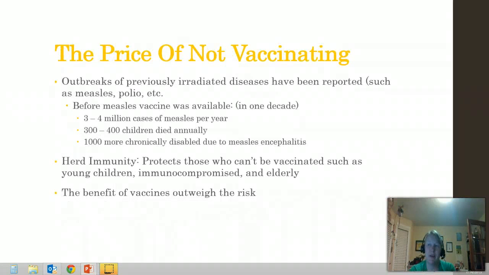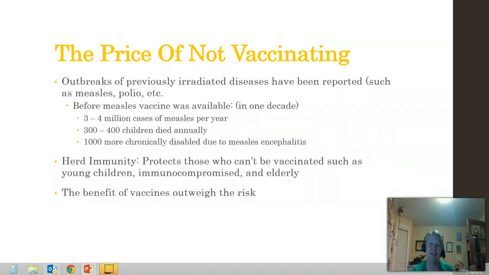So to sum up this topic, let's talk about the price of not vaccinating. The problem with vaccines is that they are so effective, we have forgotten why we needed them in the first place. Before we had the measles vaccine, there were 4 million cases of measles a year, and almost 400 children died annually. Could you imagine living in a world like that and not vaccinating against measles if that was available to you? So that's the problem we see: people don't give the measles shot because they ask what the risk of measles is. Well, people die from measles, and that's been forgotten. Same thing goes for polio.